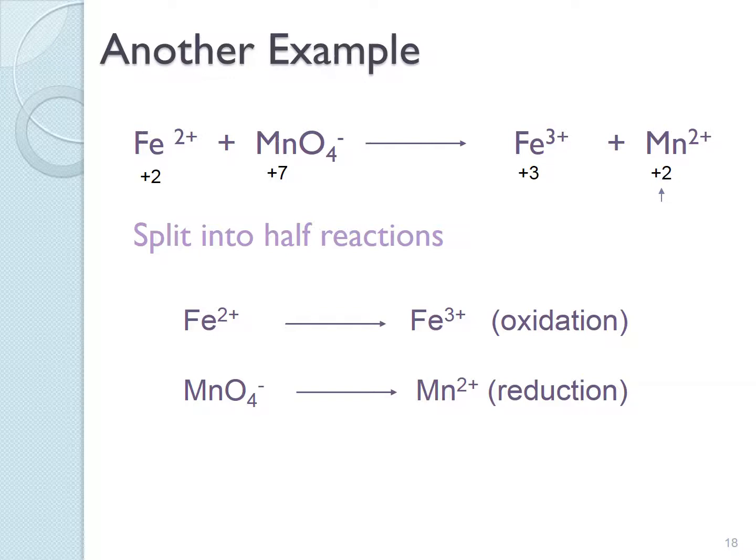So clearly, iron has gone from plus 2 to plus 3. That's oxidation, and I've pulled that out as my half reaction. And then MnO4 negative has gone from plus 7 to plus 2. That's a reduction. So I've pulled those out as my other half reaction.